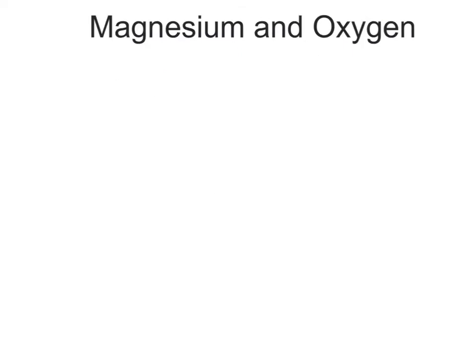For the second example, we have magnesium combining with oxygen. So magnesium is Mg, and it has 2 valence electrons. Oxygen is O, and it has 6 valence electrons. All right, so the magnesium wants to get rid of its 2. Oxygen wants to gain 2, and those are 2 empty spaces. So we're going to show the movement of electrons by drawing our arrows.